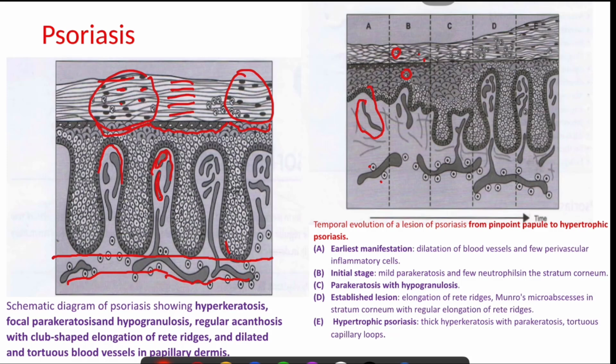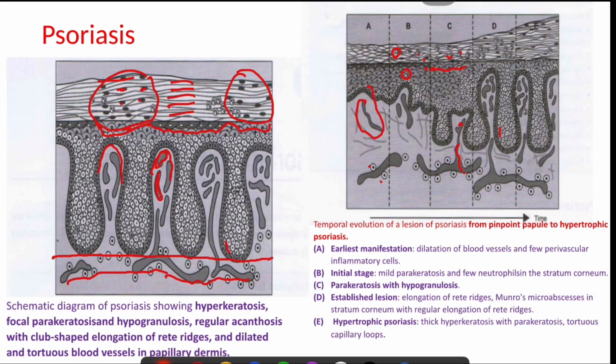Then the stage of parakeratosis with hypogranulosis. So here you can see, in this stage the granular layer was present, but here there is absence of the granular layer and parakeratosis along with the presence of nuclei. Now in this you can identify perivascular inflammatory cell infiltrate, tortuous and dilated vessels.